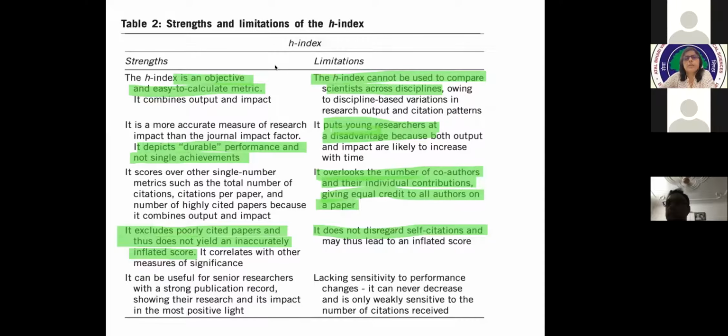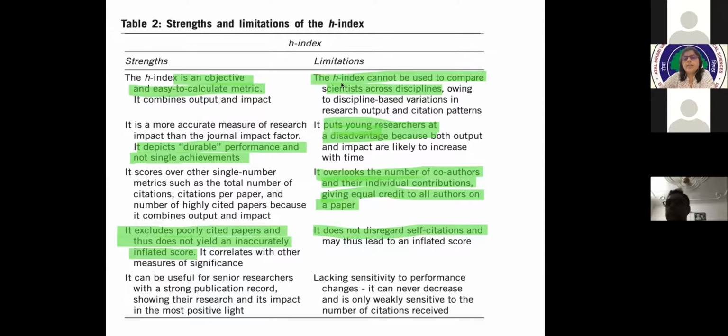So after learning so much about H index, we should know the strengths and limitations of H index. H index, as we know, is an objective measure, and it is easily calculable. It also depicts durable performance and not single achievements. It excludes poorly cited papers, thus does not yield any inaccurately inflated score. Like you saw in the last slide, as the citation number was decreasing from the n number of publications, those citations were not at all taken into account, and poorly cited papers are excluded by H index.